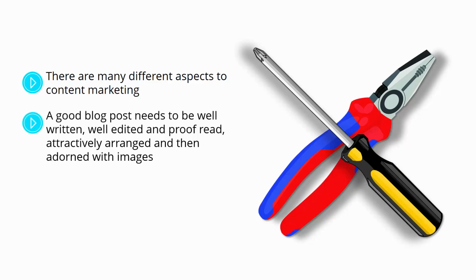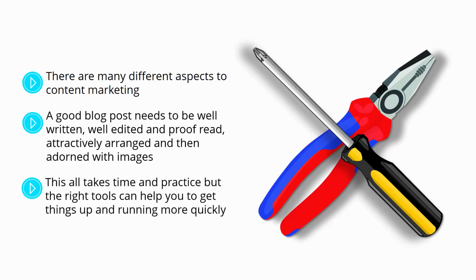A good blog post needs to be well written, well edited and proofread, attractively arranged and then adorned with images. It then needs to be given the right SEO tweaks and the right tuning in order to look the part. This all takes time and practice, but the right tools can help you to get things up and running more quickly. Here then, we will look at a few of these different kinds of software and how they can help you in running your site.